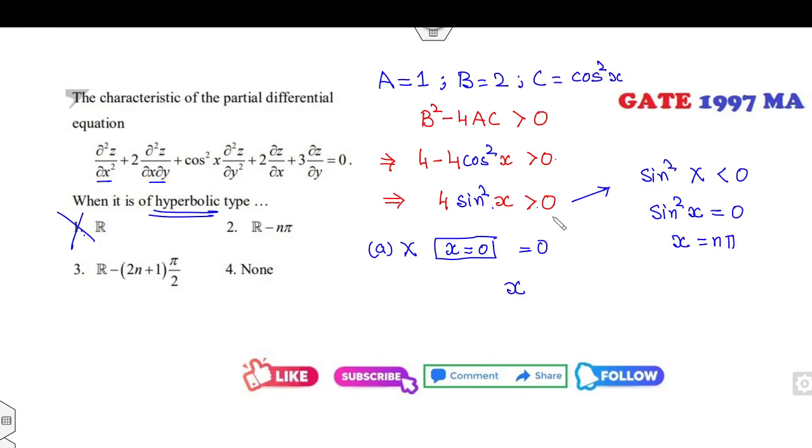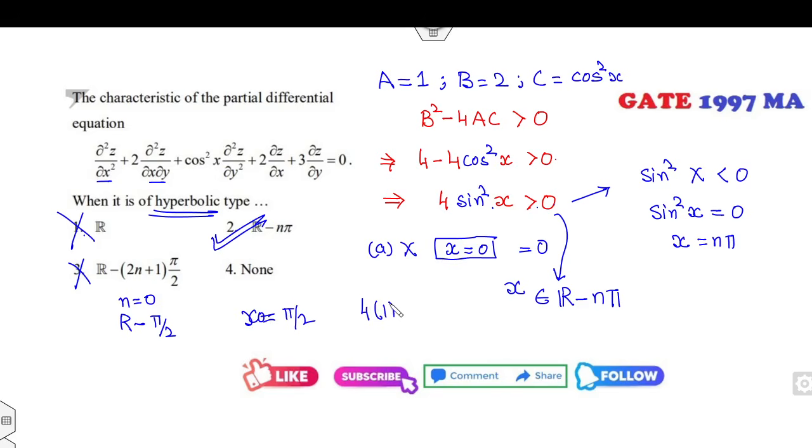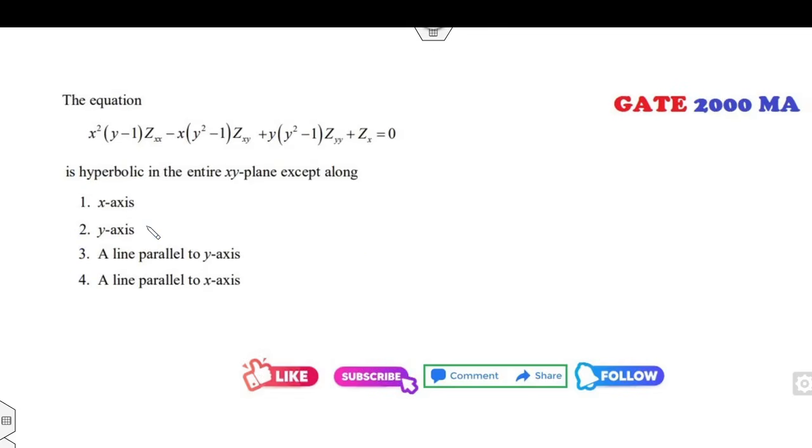So that means from this case I can say x belongs to R minus nπ is the right answer. Otherwise you can discard this option. If I choose n is 0, that means R minus π/2. But what is the value at x = π/2? That means 4 times 1 squared, which is greater than 0, but it said minus. So the right option of this problem is the second one.